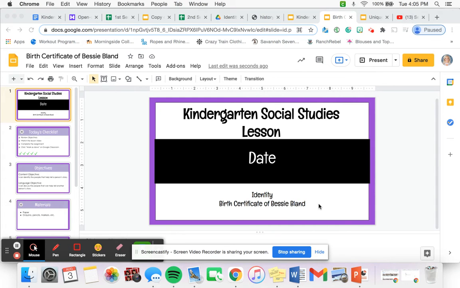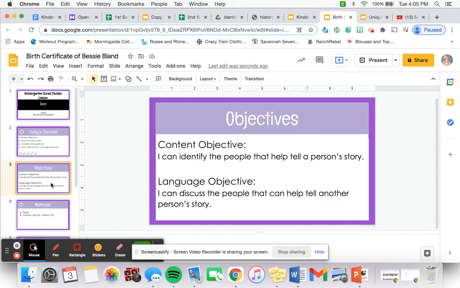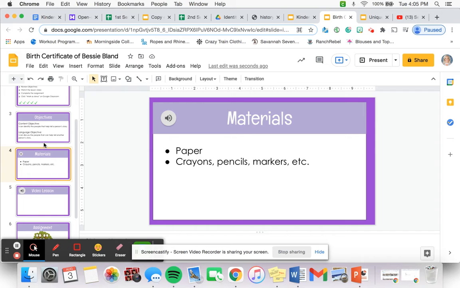Today, our lesson is called The Birth Certificate of Bessie Bland. Our objectives for today: review the objectives, watch the lesson video, complete the assignment, and then click Mark as done on Google Classroom. Our objectives for today are: I can identify the people that help tell a person's story, and I can discuss the people that help tell another person's story. Today, you're going to need a piece of paper, crayons, pencils, and markers.